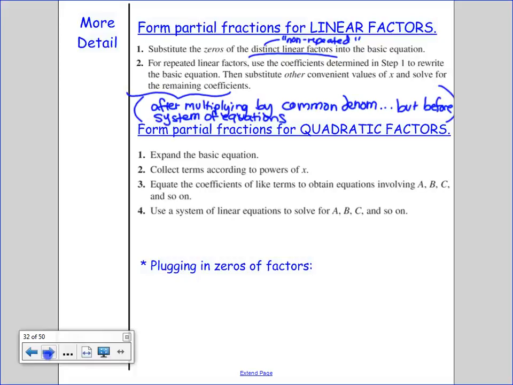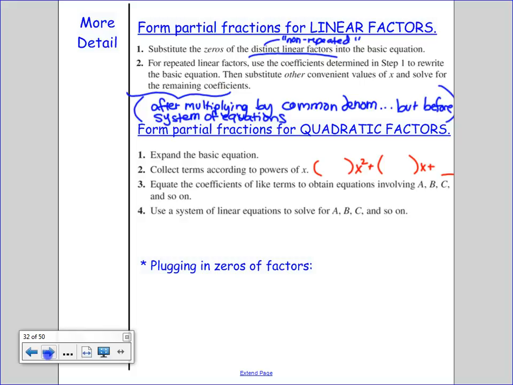Then we collected terms according to the powers of x. So we had something times x squared. We had something times x. We had just all the non-x, the constants. And then take each of those individual coefficients, just like we did, and equate them to the coefficients of the terms on the other side. And I think you guys have a pretty good sense of how to do that.